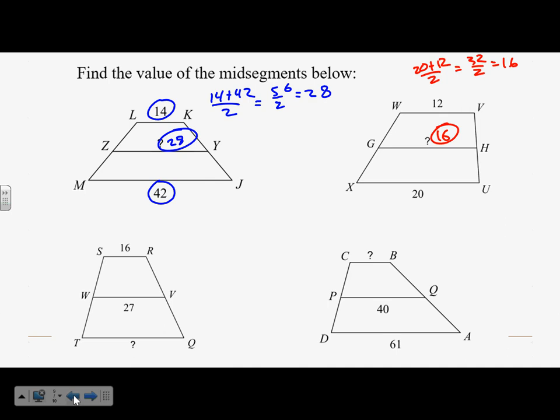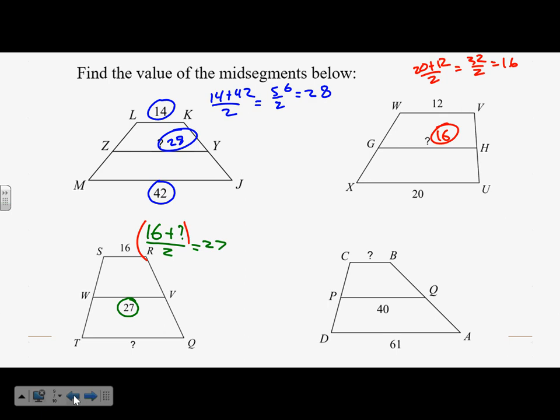Now this is where it gets a little bit more complicated because we know the midsegment. We don't know what that base is, that question mark. So we have 16 plus whatever that question mark is. If you divide that by 2, that's 27. So I just plugged it into the same formula we've been using. I just don't know what you're adding to the 16. So from here, now we need to solve this one.